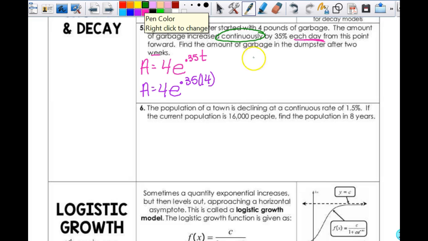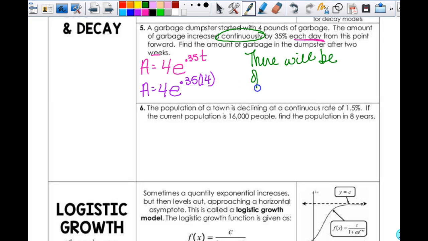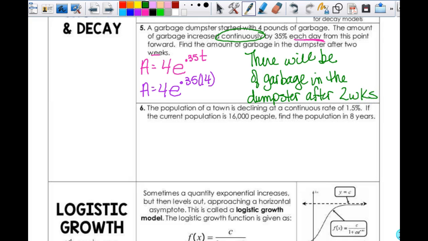All right, so there will be garbage in the dumpster after 2 weeks. Okay. Everybody okay with that? All right, now type all that in.